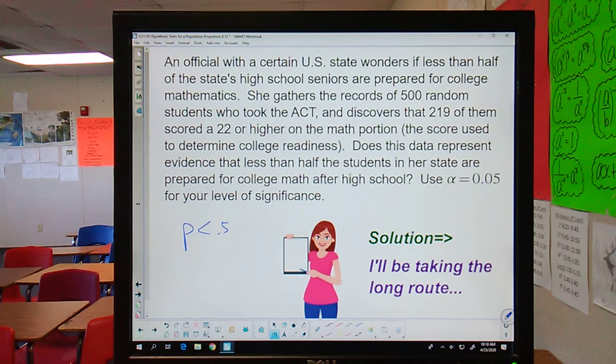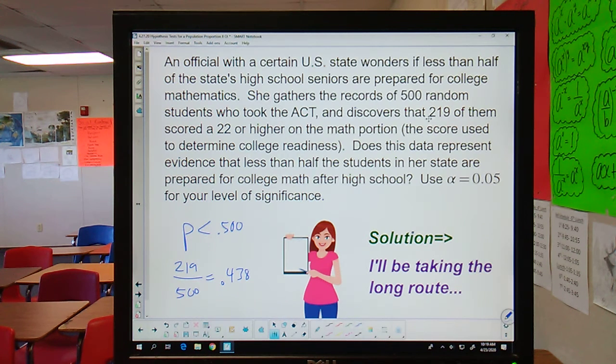She discovers that 219 of them, so 219 out of 500. Divide that in your calculator. Let's get a point estimate for that. 219 divided by 500. 0.438. So it is less. It's less than 0.5, which would be 0.500 if you added some more zeros. So yeah, it is less, but does that mean she can safely say yes is the question.